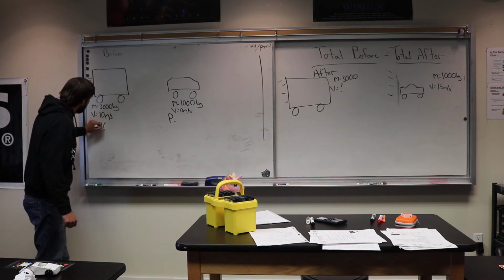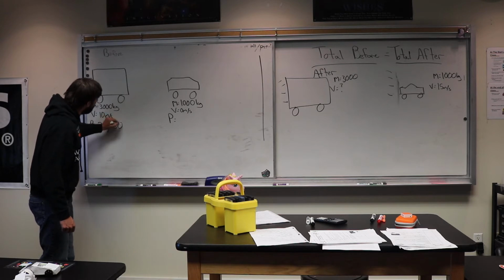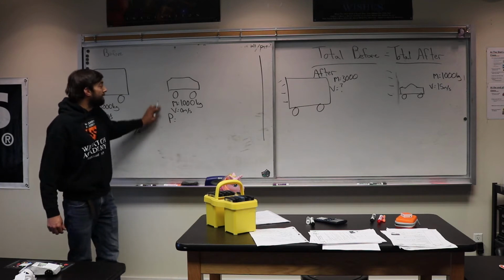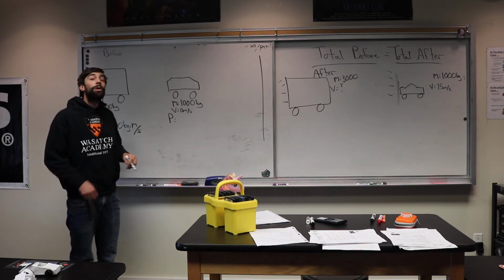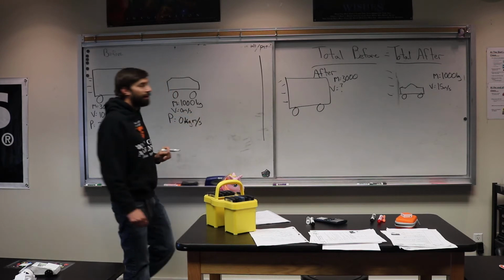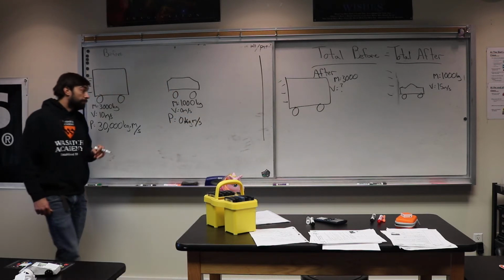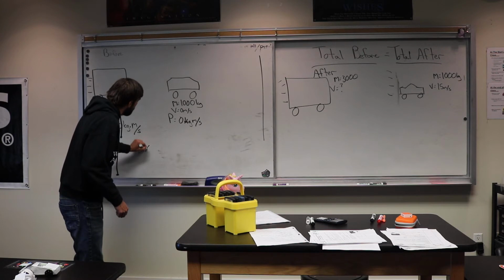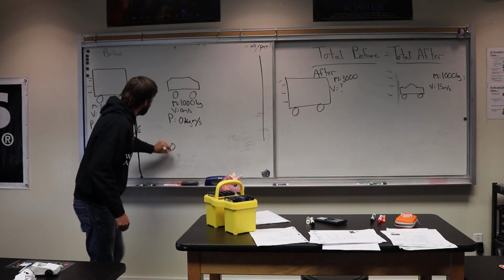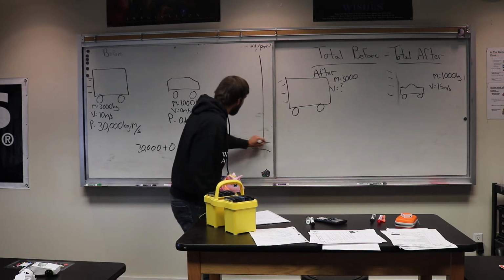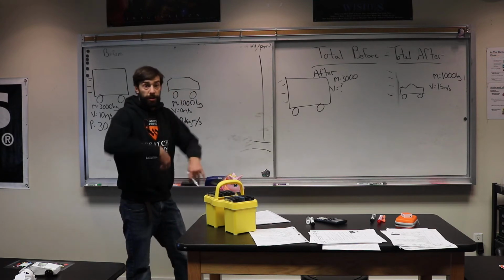So we have 30,000 kg times meters over seconds. Anytime we have a velocity of 0, we're going to have a 0 momentum. So 0 kg meters over seconds. All right. So over here, I have a total of 30,000 plus 0. And we're going to set it equal to the momentum on this side, or the equation on that side.